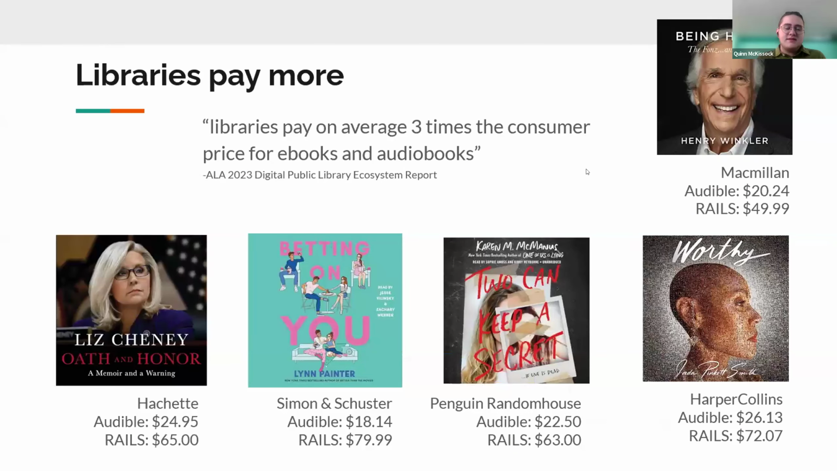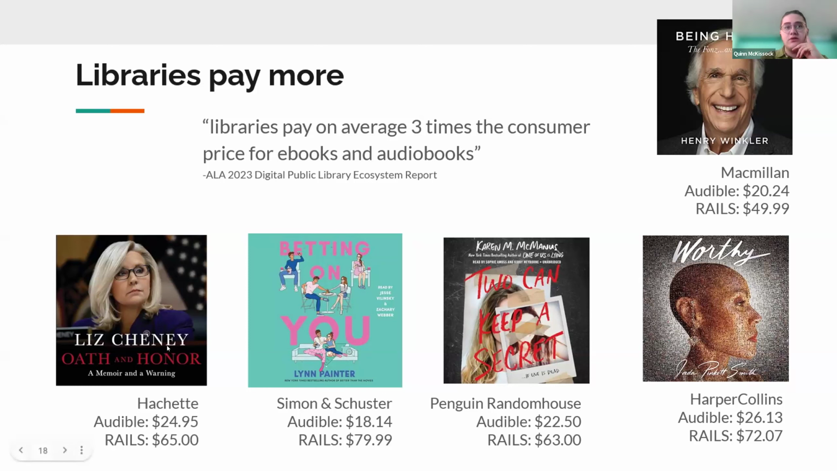And this part, I think, goes hand in hand with another trend that we're seeing that is worrying, which is in general, libraries are paying way more for digital materials than consumers are. This 2023 ALA report found that on average, libraries are paying three times as much. And I found that this bears out with the purchasing numbers that we're seeing as well. So I've got some examples here.